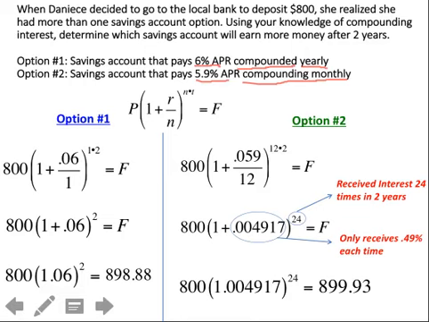And the reason why it's better is not because my interest rate is higher. In fact, my interest rate is smaller. But because we have compounding more frequently, we are earning our interest faster. And by earning your interest faster, your account grows faster.